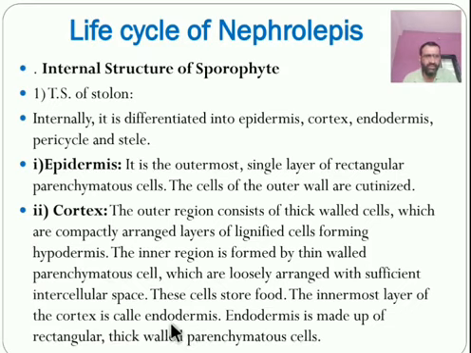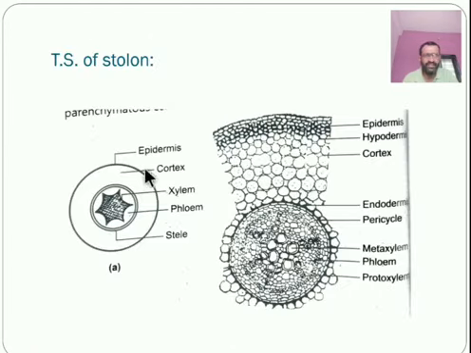The innermost layer of the cortex is the endodermis, and the endodermis is made up of rectangular thick walled parenchymatous cells. Let us see here the structure of the stolon. This is the outermost epidermis. Beneath the epidermis, the compactly arranged hypodermis is there. Beneath the hypodermis, the loosely arranged cells are the actual cortex. And at the inner part of the cortex, there is an endodermis.